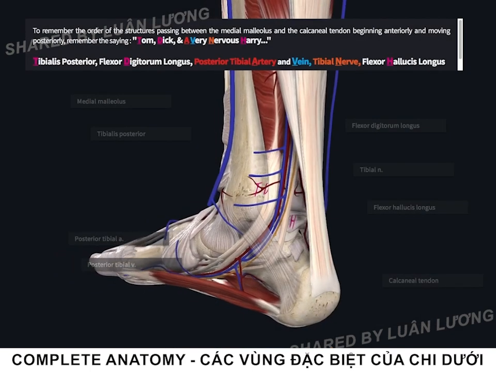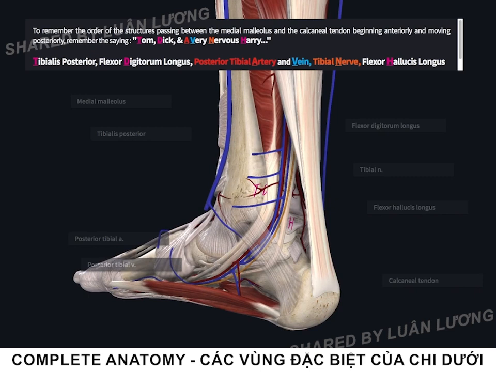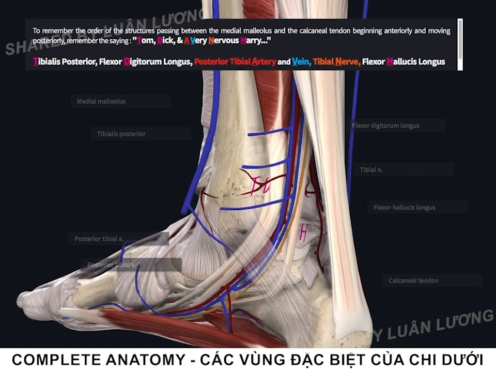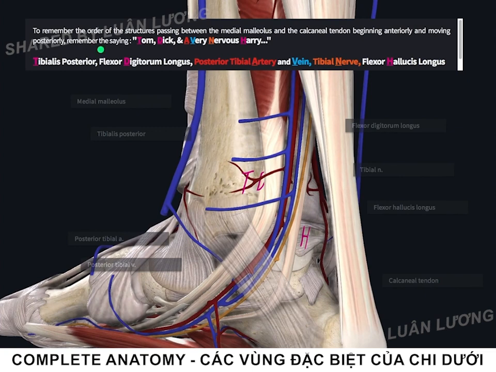To remember the order of the structures passing between the medial malleolus and the calcaneal tendon, beginning anteriorly and moving posteriorly, remember the saying, Tom, Dick, and a very nervous Harry, often simply referred to as Tom, Dick, and Harry. This is going to help you remember the names of the different structures passing within this region.